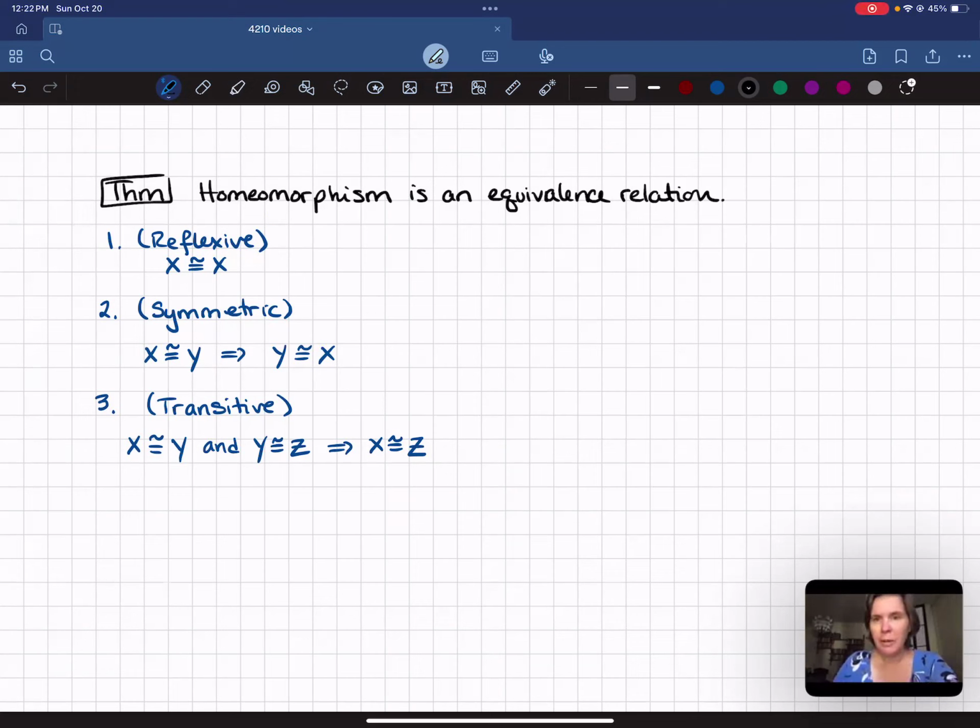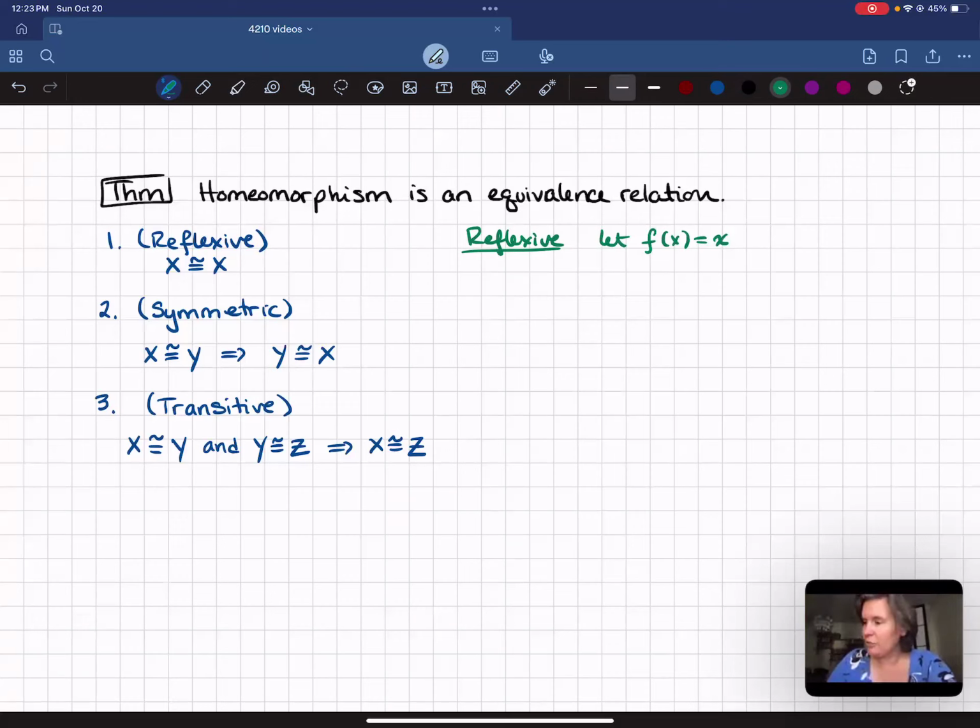So first, let's talk about being reflexive. For being reflexive, I have to find a function that goes from a space to itself. I don't know anything about what this space is, but the function has to go from the space to itself, and it has to be one-to-one, onto, continuous, and have continuous inverse. There could be more than one possible way to do this, but the one way that works no matter what the space is: I'm just going to let my function be the identity function, f(x) = x.